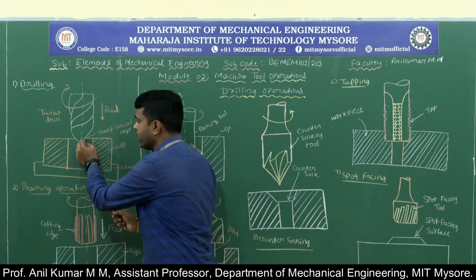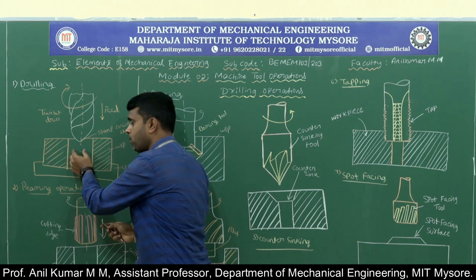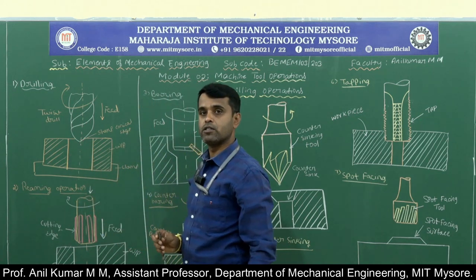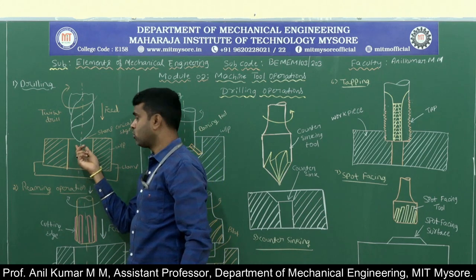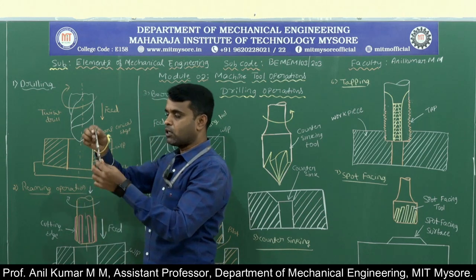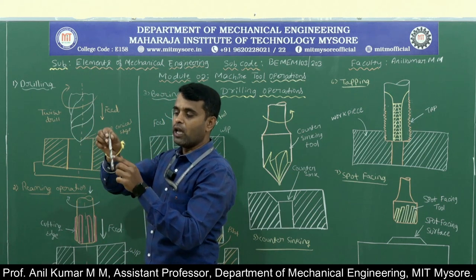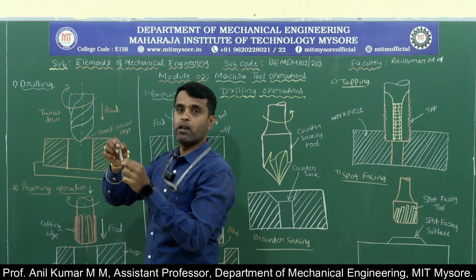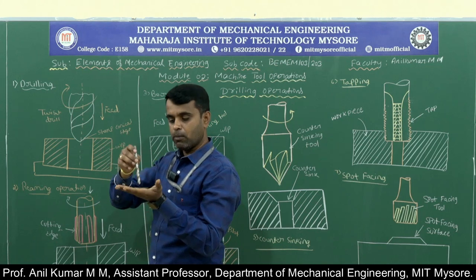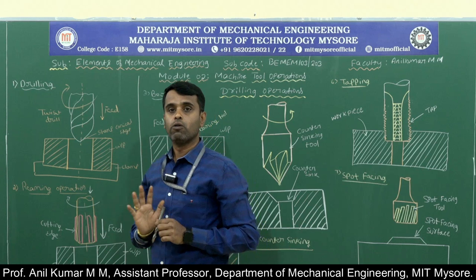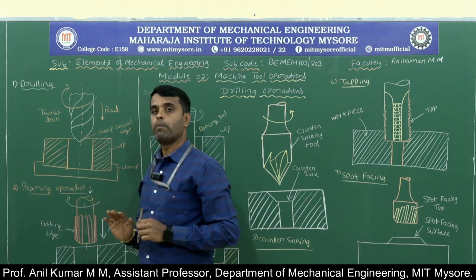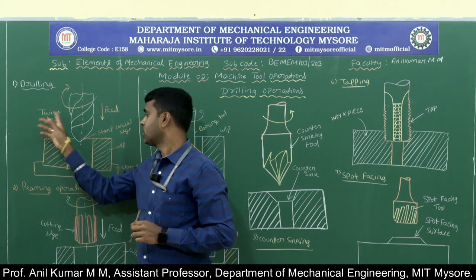The sharp cutting edge of the cutting tool removes material from the workpiece in the form of fine chips. The chips are curled and escape through the helical grooves provided on the periphery of the tool. Hence machining takes place and a cylindrical hole is formed in the workpiece material. That is the drilling operation performed on the drilling machine.